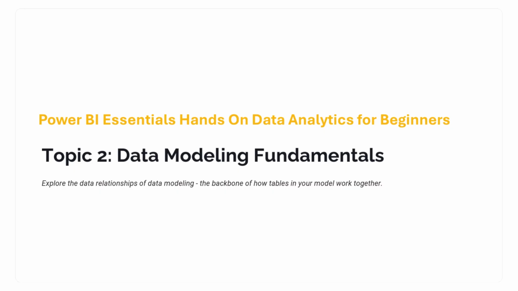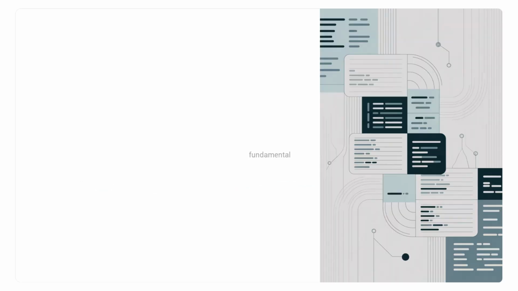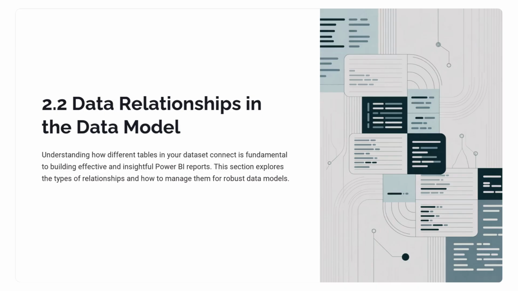In this topic, we focus on data relationships, the backbone of how tables in your model work together. Without proper relationships, even the best visuals cannot produce accurate insights. Let's dive into how tables connect and why relationships matter. In this part, we explore how different tables link to each other and how these links affect your report. You will learn how to identify relationship types, how to manage them, and how to design a model that is both efficient and accurate.